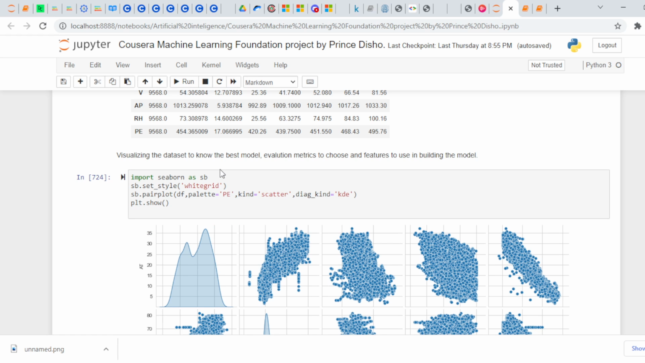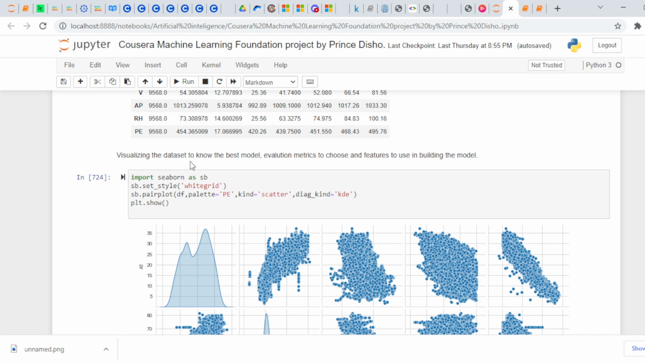So here we are visualizing our dataset to know how our input features are related to the electrical power output and also other observations. This is a pair plot. PE is our output feature, and the kind is the scatter that we are trying to draw. This is from the Seaborn library.